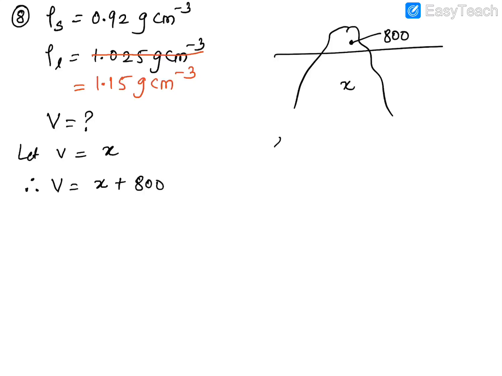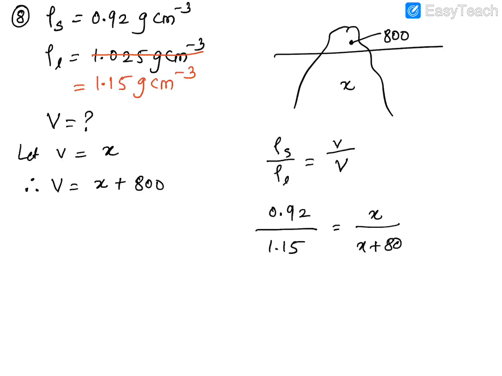Now it's a very simple problem. Rho s upon rho l is equal to small v upon capital V. So substitute: rho s is 0.92, rho l is 1.15, small v is x. Cross multiply and you'll get the answer. Your x should come to 4,000 centimeter cube as your answer.